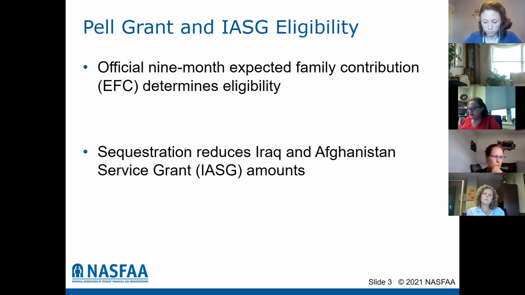The Pell Grant, the ISAG eligibility. And this is one of those I said when I very first did the presentation: we all talk in acronyms because we trip over the long words. I'm tripping over the acronyms today. So one of the things we want to talk about here is that the official 9-month expected family contribution is used when determining eligibility.